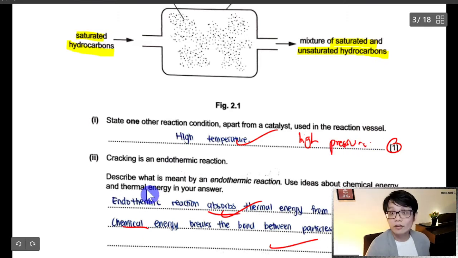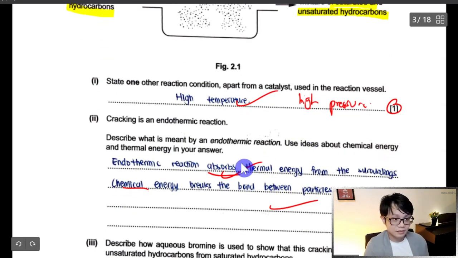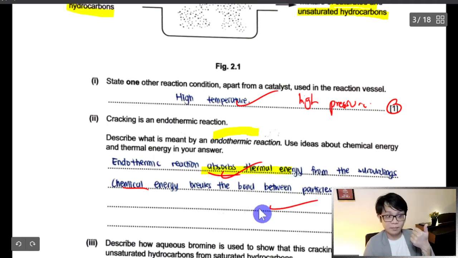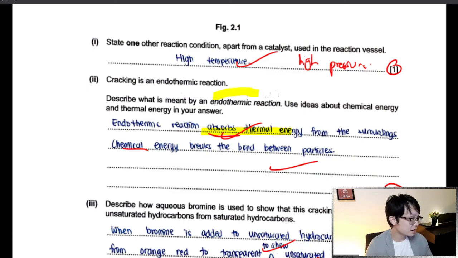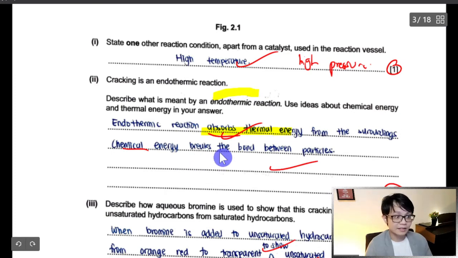Cracking is an endothermic process. Define what you mean by endothermic. If you say the reaction absorbs thermal energy, you get 1 mark. And if you say that thermal energy is changed into chemical energy, you get 1 mark. Because the student got chemical energy right, I just put 1 mark, so you get 2 marks for this question.